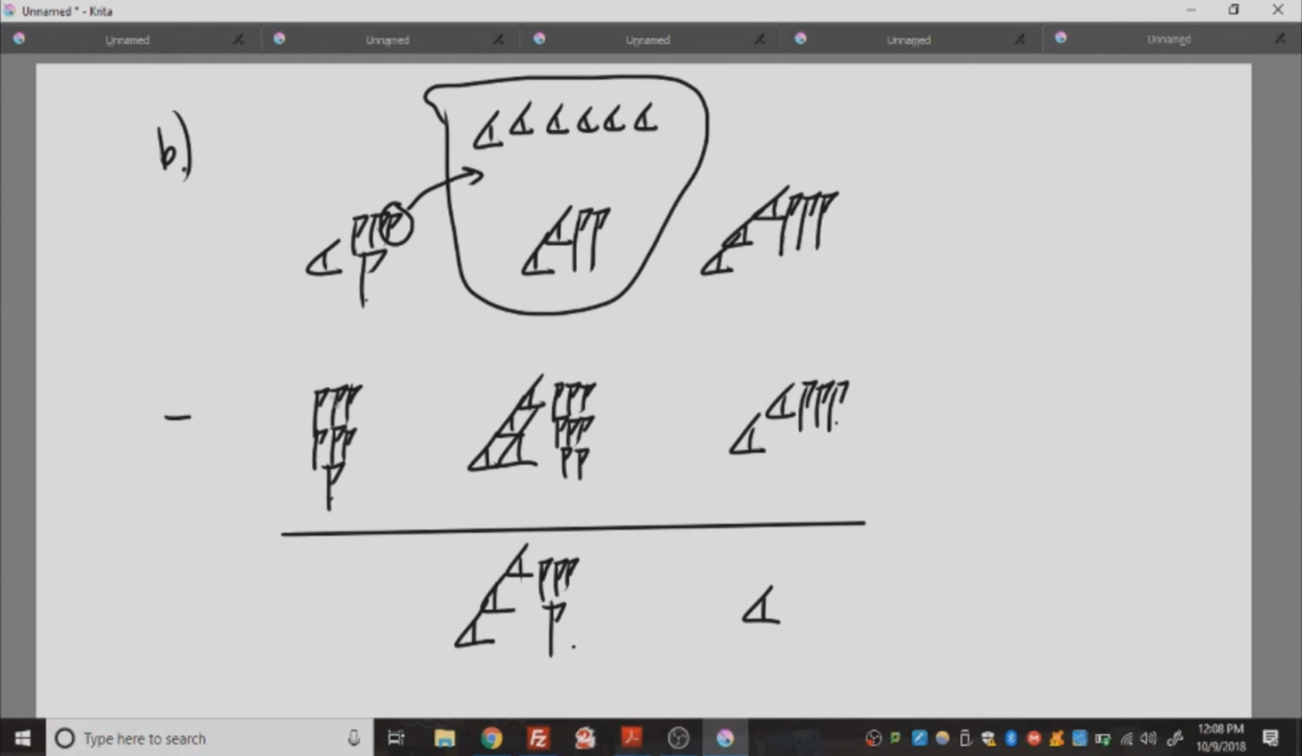And then the last column, that one is gone, so I have only 13 minus 7, so 6.